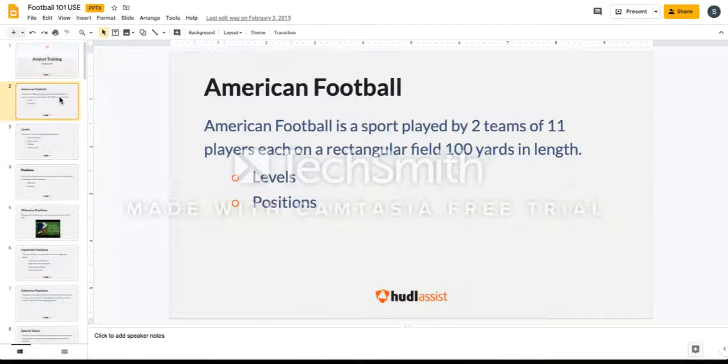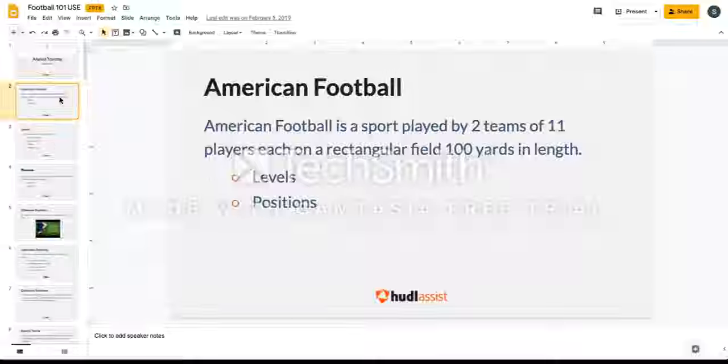So American football is basically a sport that is played on a rectangular field of length 100 yards. We will have two teams that will play against each other. Each team has 11 players. What these teams are called will be explained in the upcoming slides. We will be talking about the levels of the American football game, but these are not required to be known in depth. Only the levels need to be known. So let's move forward.